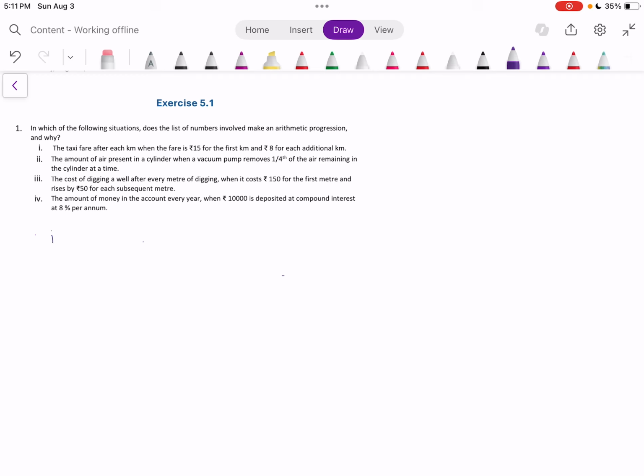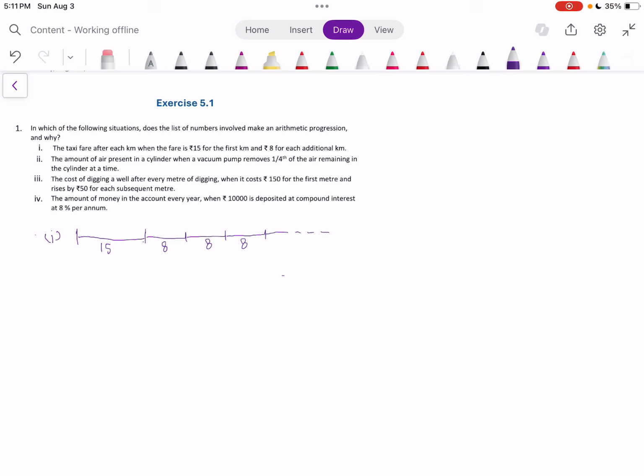So the first question is the taxi fare after each kilometer, when the fare is 15 rupees for the first kilometer and 8 rupees for each additional kilometer. So when you go the first kilometer, the fare is 15, so you start with 15. For each additional kilometer, the next kilometer you're going to be charged 8, and if you travel one more, then you pay 8 more, and so on.